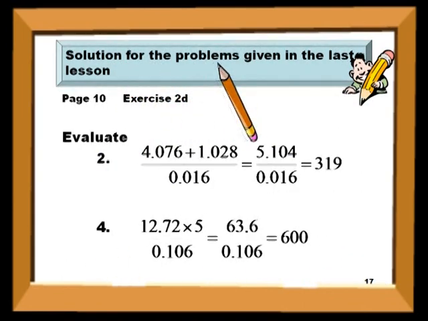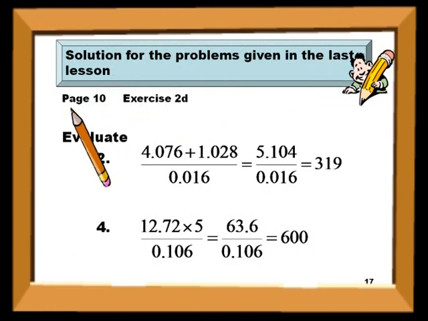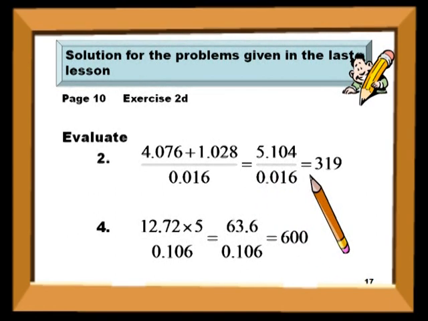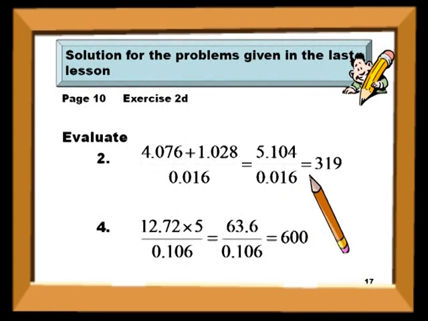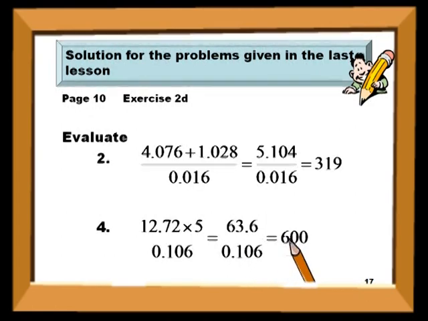Solution for the problems given in the last lesson. Page 10, exercise 2D. Evaluate. Number 2, 4.076 plus 1.028 divided by 0.016 is equal to 5.104 divided by 0.016, and that is equal to 319. Number 4, 12.72 multiplied by 5 divided by 0.106 equals 63.6 divided by 0.106. That is equal to 600.